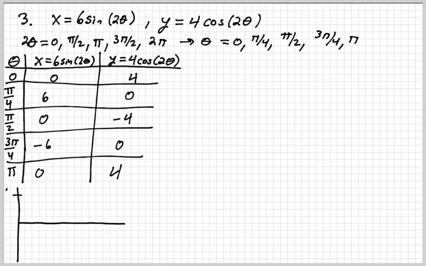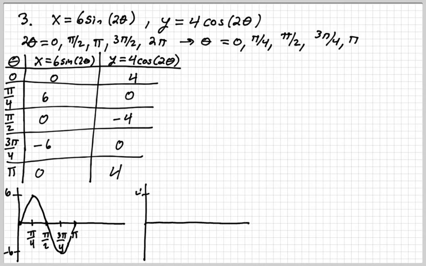If we want to draw a rough sketch of this, here's what our x-coordinate is doing. It is the 6 sine of 2 theta. So we have a vertical stretch and a horizontal compression going on with the sine wave. And we'll also look at the y, which is the 4 cosine of 2 theta, which will also have a vertical stretch and a horizontal compression.